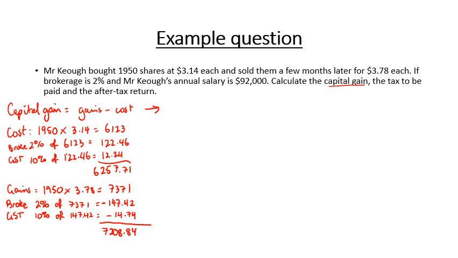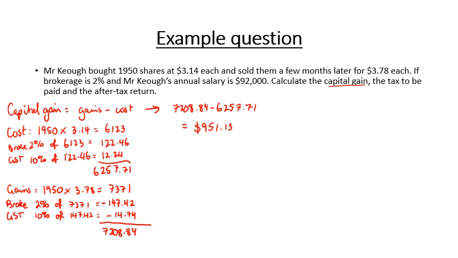Now, to work out our capital gains, we've got to get our gains and take away the cost. So this now becomes $7,208.84, take away $6,257.71, which is going to give us a total profit or a total gain of $951.13. So we've worked out our capital gains.